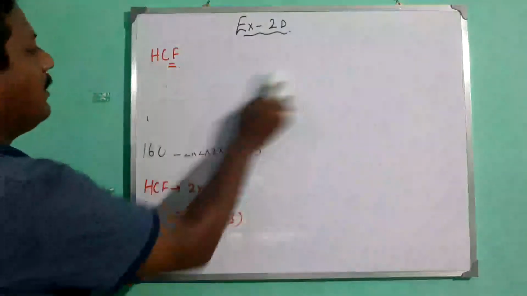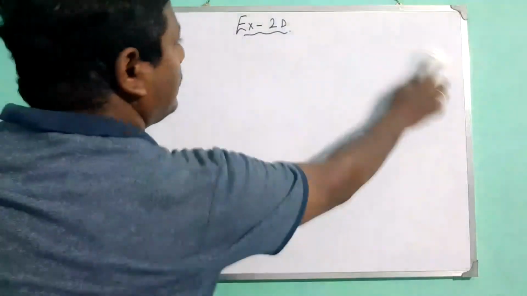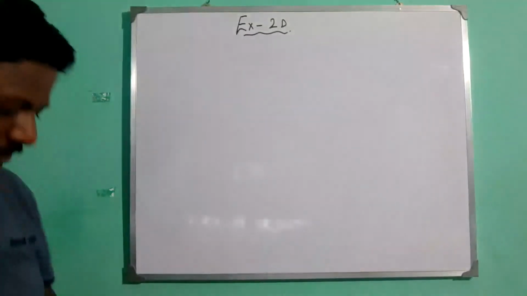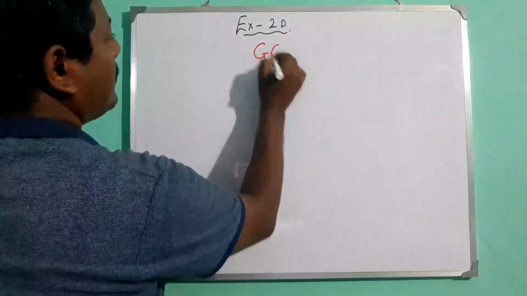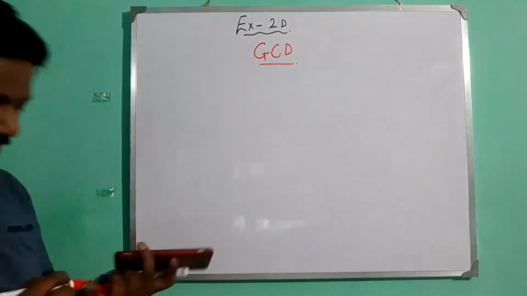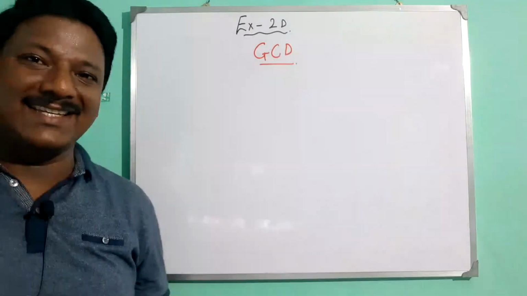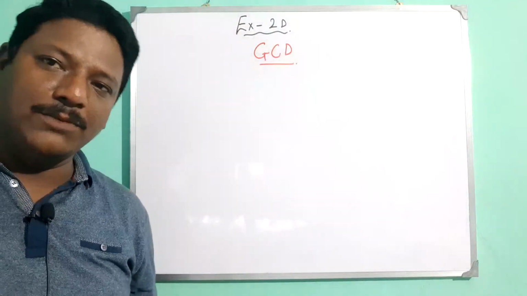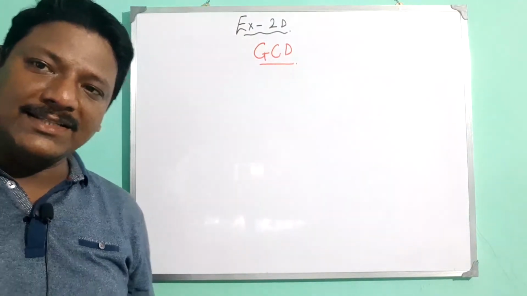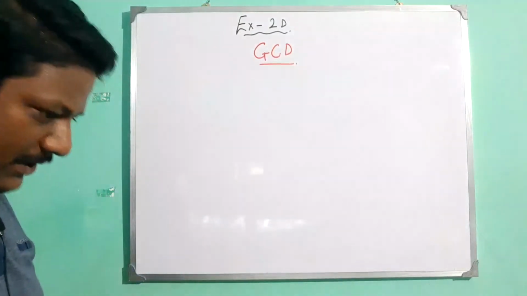Now we will learn how to find the GCD. GCD is another name of HCF. GCD's full form is greatest common divisor. All right, greatest common divisor.